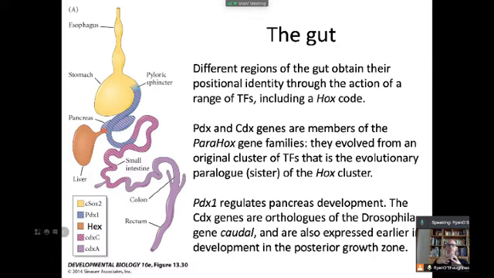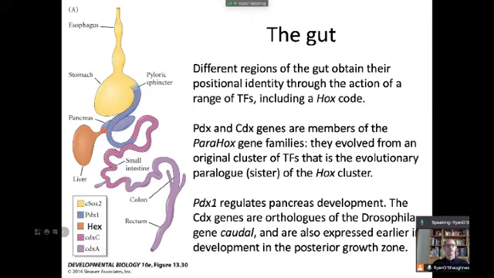So, the different regions of the gut obtain their positional identity through the actions of a range of transcription factors, including a HOX code. PDX and CDX are members of the ParaHox gene family. They evolved from the original clusters of transcription factors that are the evolutionary paralog of the HOX cluster. So these are the original Drosophila cluster, if you like, that turned into the HOX clusters we see in tetrapods.